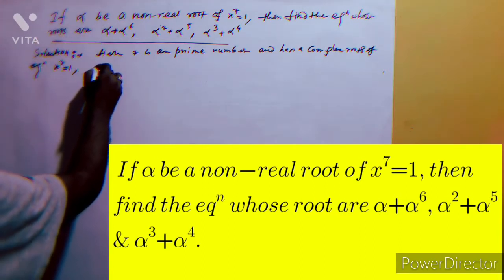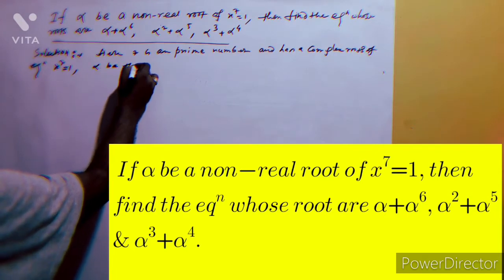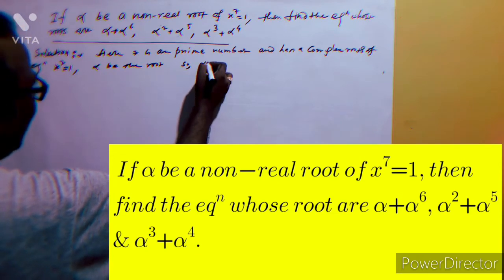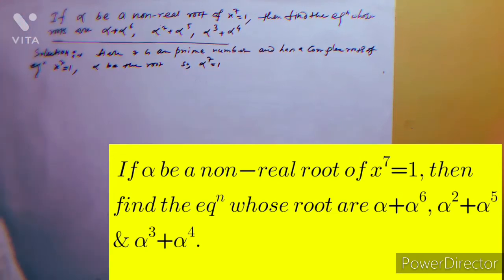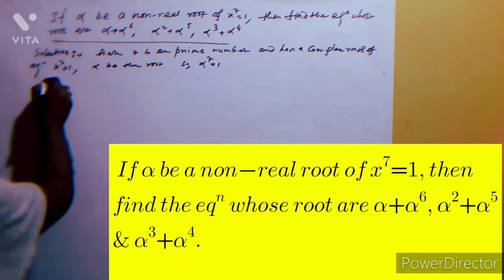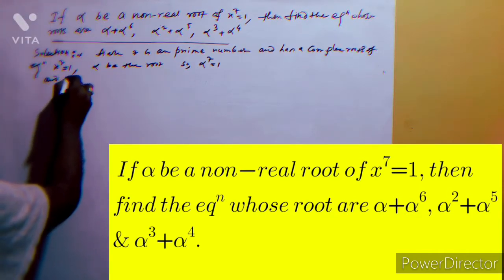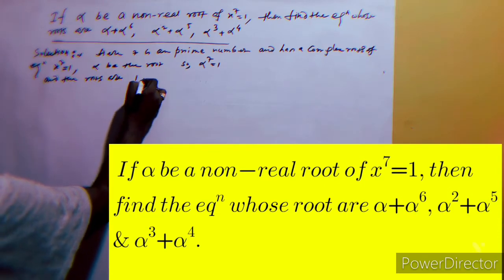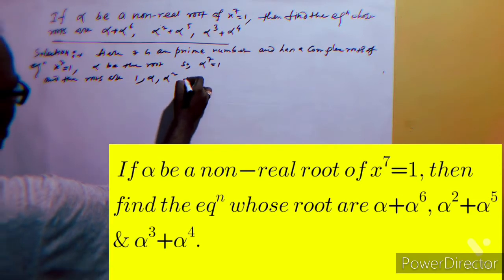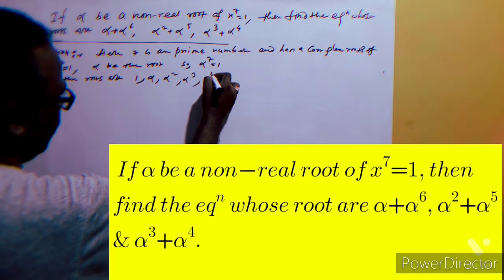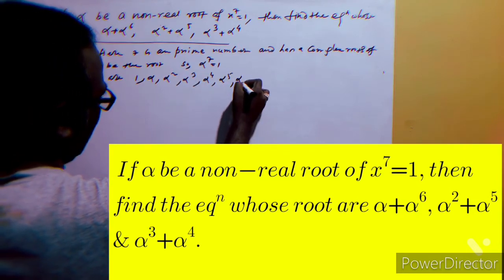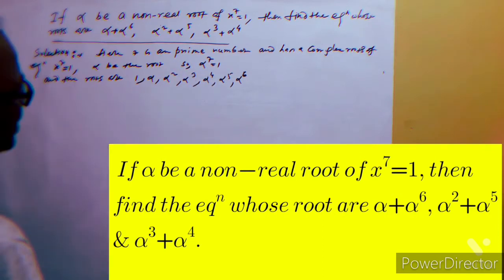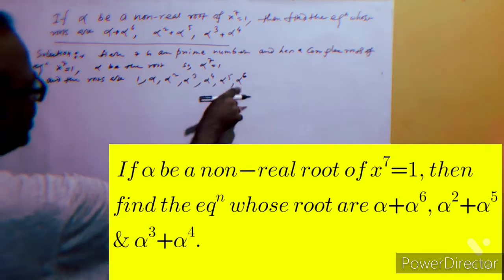Let alpha be the root, so alpha to the power 7 equal to 1, and the roots are 1, alpha, alpha square, alpha cube, alpha to the power 4, alpha to the power 5, alpha to the power 6. So it has 7 solutions: 1, 2, 3, 4, 5, 6, 7.